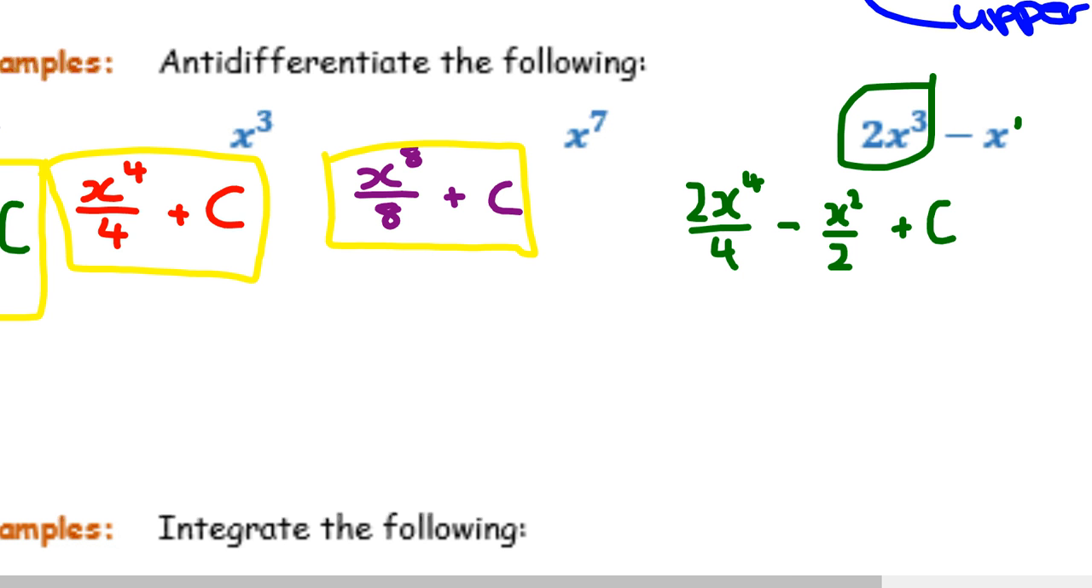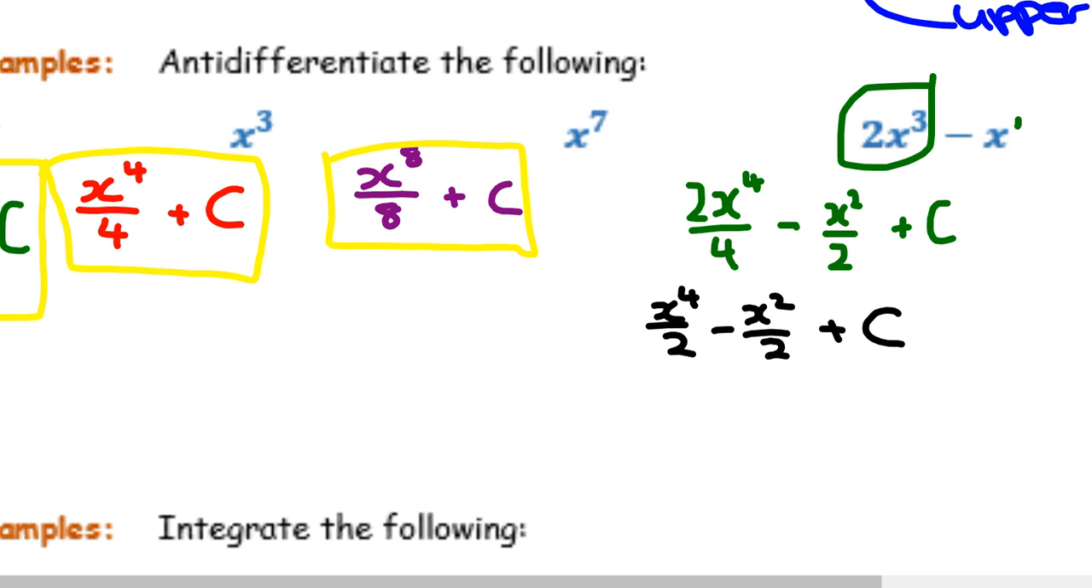So 2x^4 over 4, what does that cancel to? Yeah, a half x^4 or x^4 over 2, that's the same thing. So a half x^4 or x^4 over 2 minus x squared over 2 plus c.